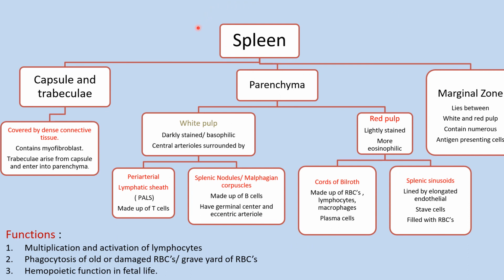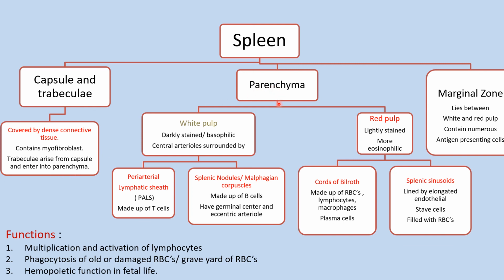This is just an overview of what we have read till now. The spleen consists of trabeculae and capsule, parenchyma, and the marginal zone. The capsule and trabeculae are made of dense connective tissue and contain myofibroblasts. Trabeculae arise from the capsule and enter into the parenchyma.